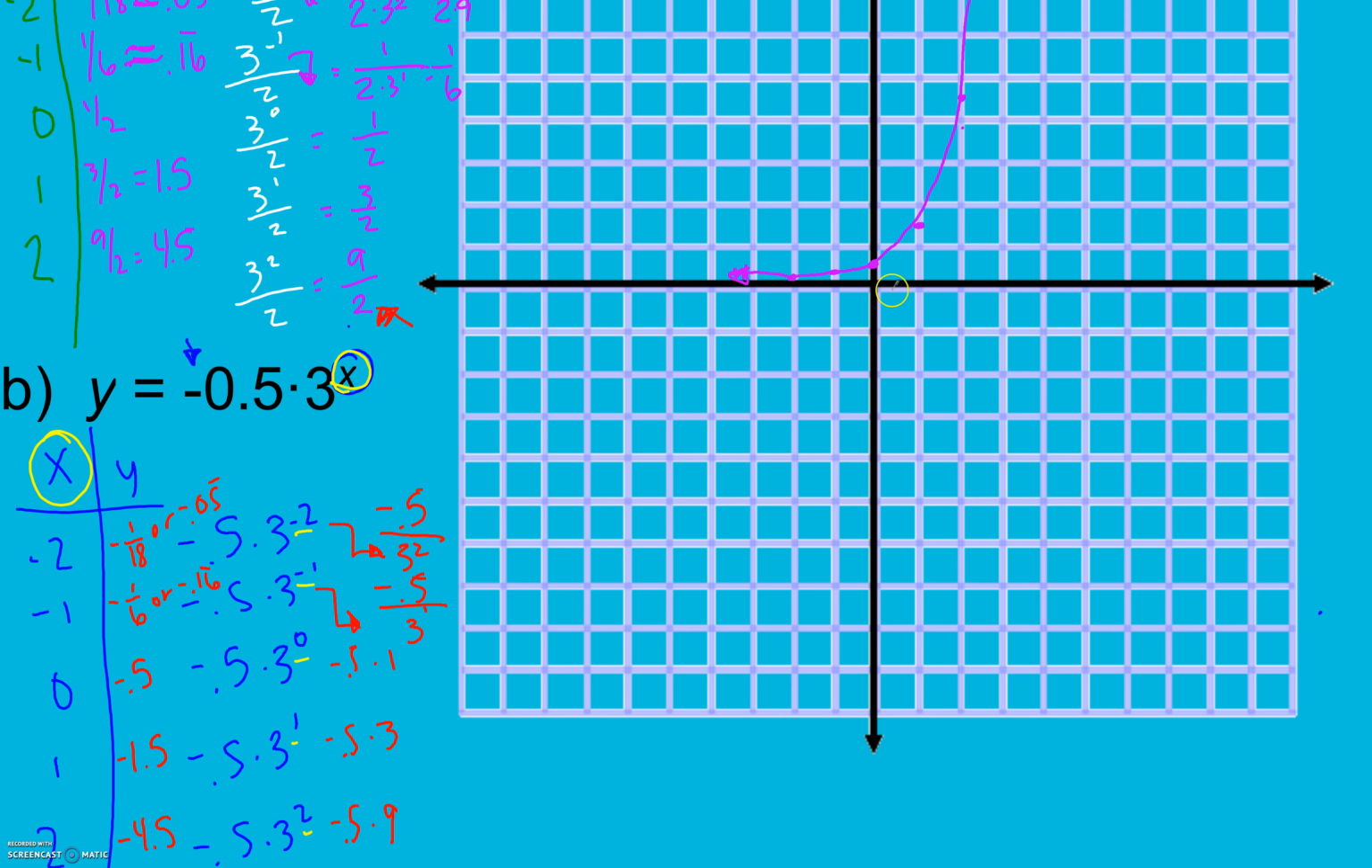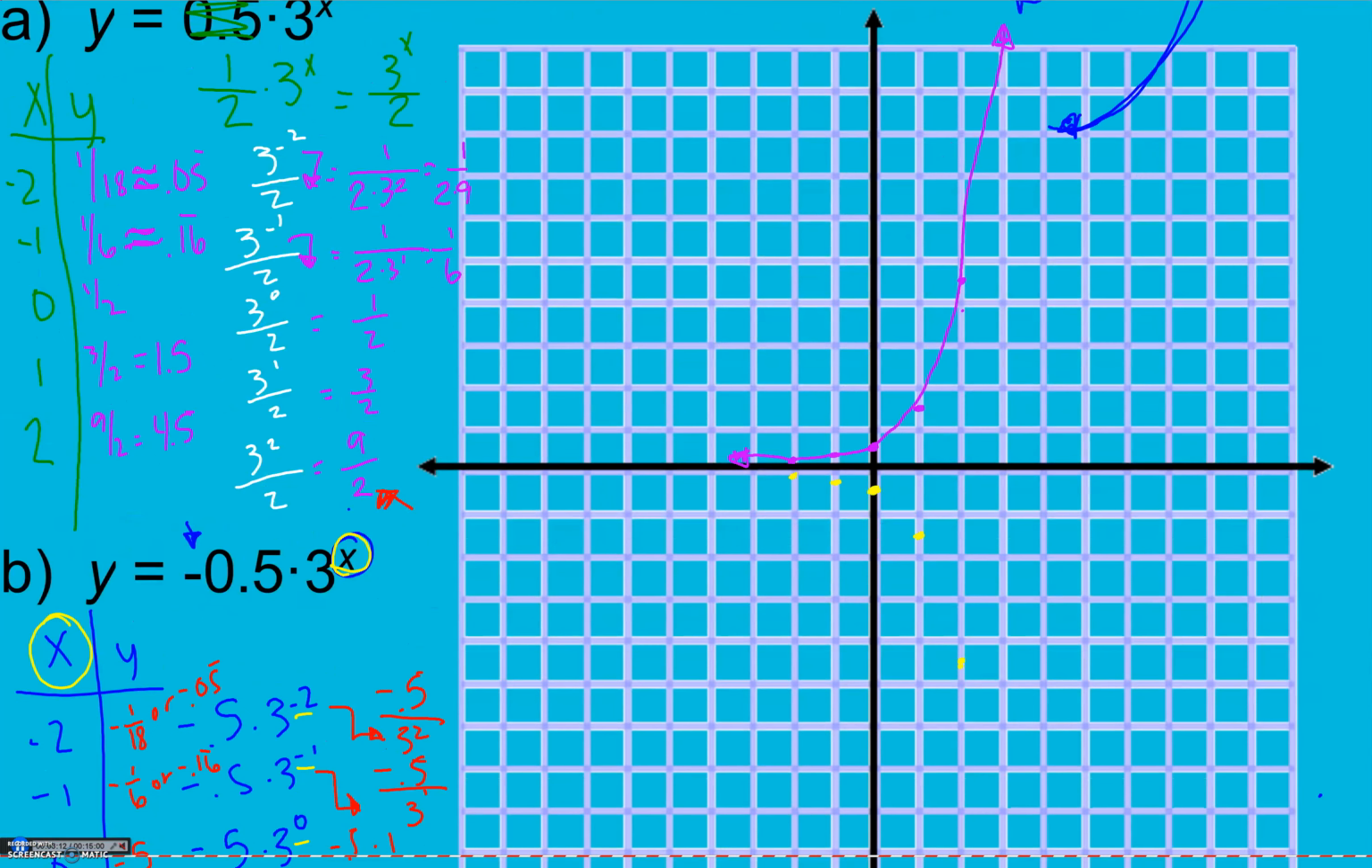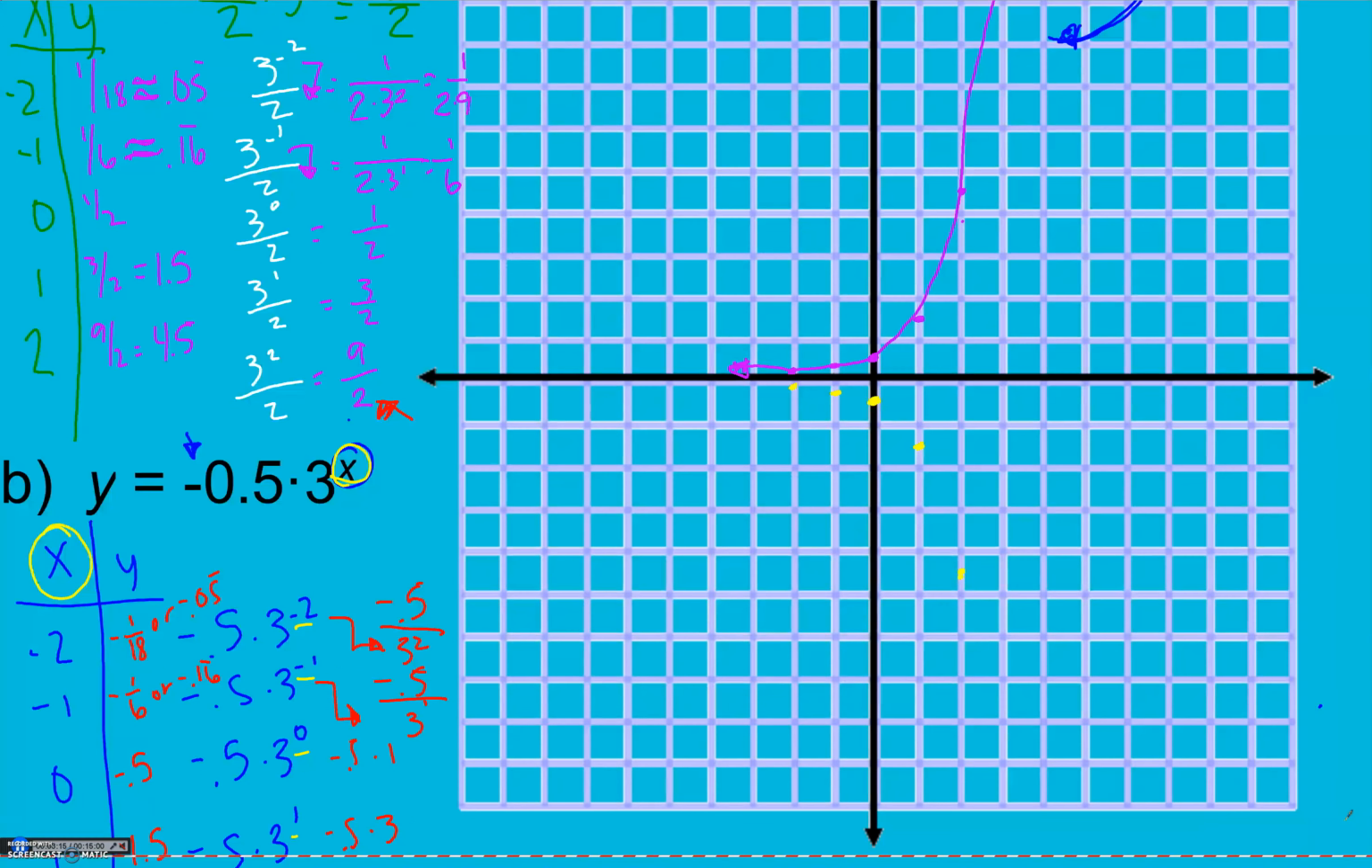So when I go to plot these, I go to -2, -1/18. I go to -1, -1/6. I go to 0, -0.5, 1, -1.5, and 2, -4.5. Now I'm going to connect my dots the best that I can here. And again, we're still not going to cross 0 there. Our y value is never going to be 0, because we're not multiplying by 0, and that's the only way that we can get 0 there.